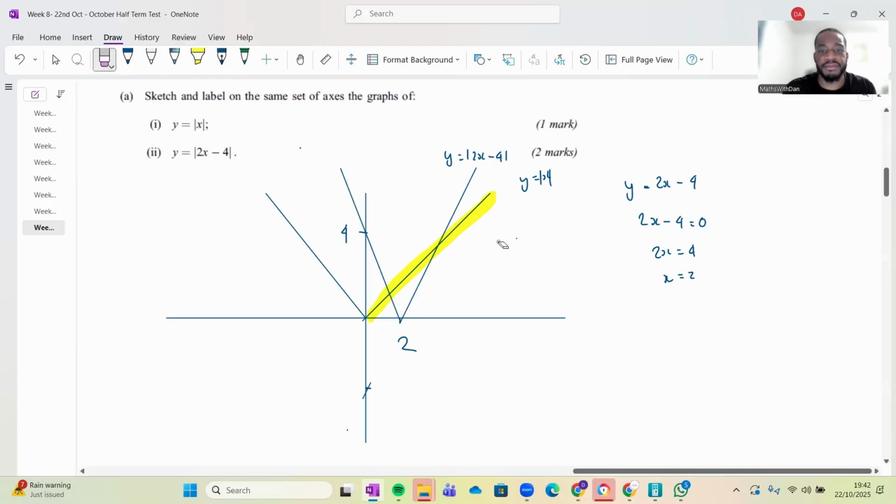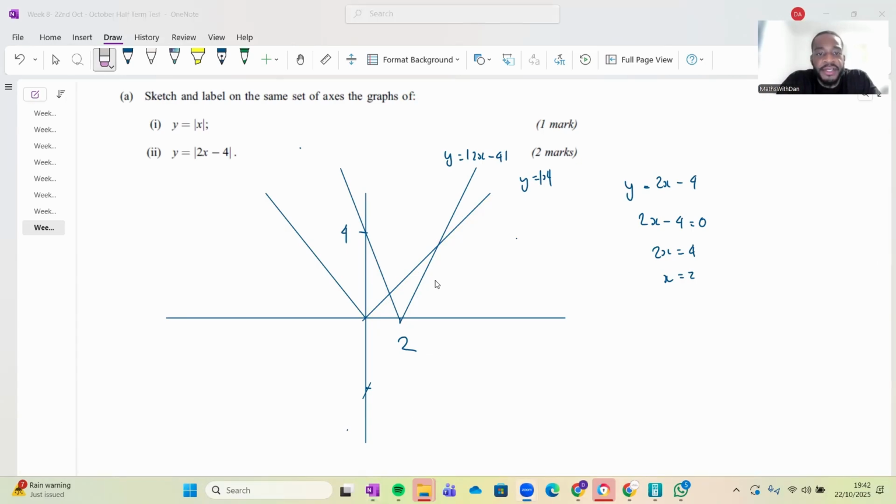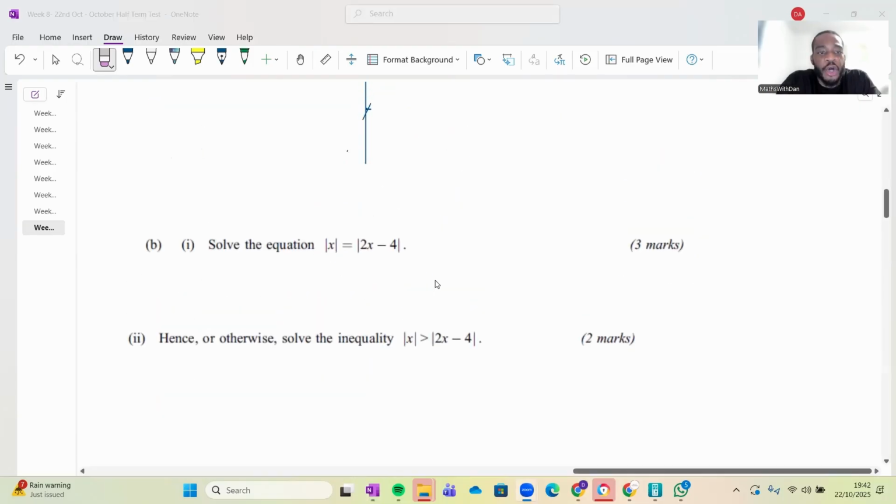Everybody happy with these two graphs? Did you guys get this correct in your workings out? Does it look like this? Yeah, good stuff. Brilliant.